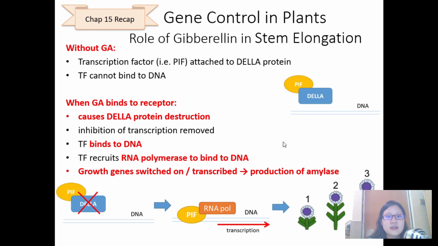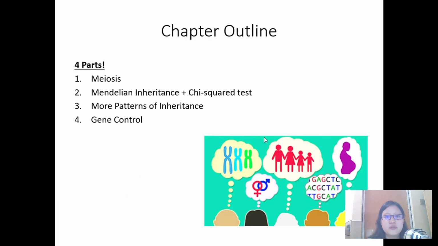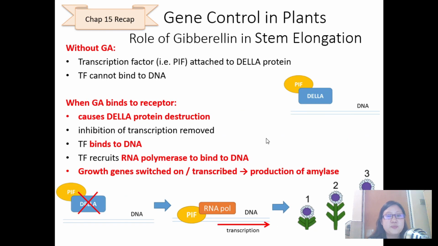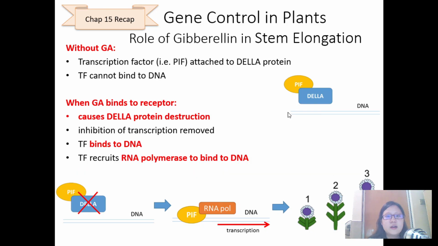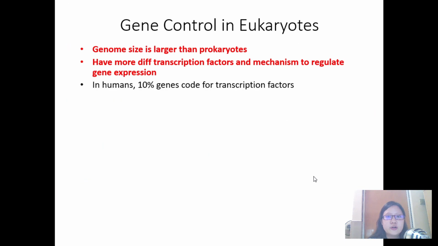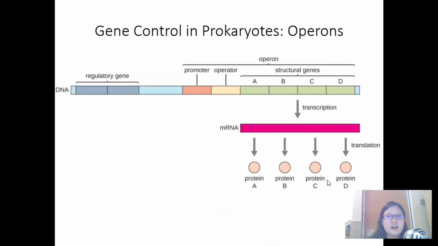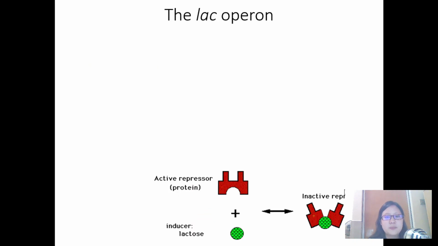But with that, I think we are done with this part of this chapter to do with gene control. Again, it is easier in prokaryotes than in eukaryotes. The lac operon is an important example that you need to know.